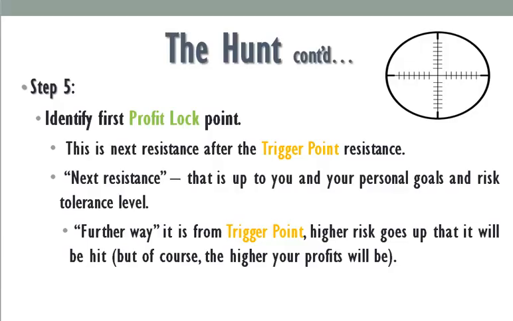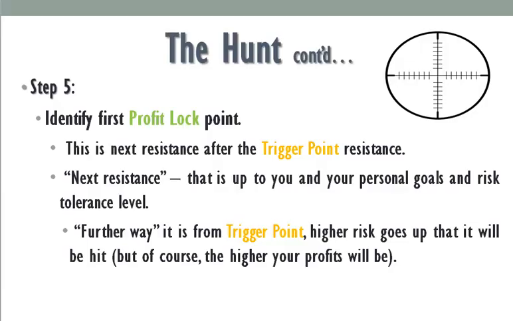Not everybody has stared at thousands upon thousands of charts like I have. So I would recommend that you do it in this order. Just get everything set up, get the plan in place before you ever buy any shares. So with that point, step number 5 is we're going to identify our first profit lock point. This is going to be the next resistance after the trigger point resistance.